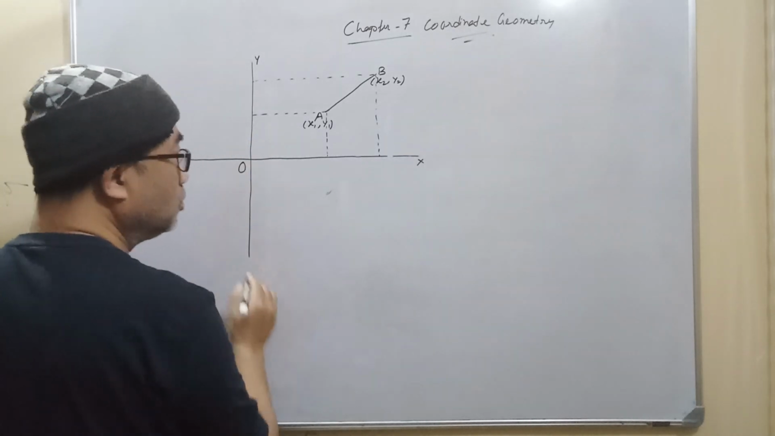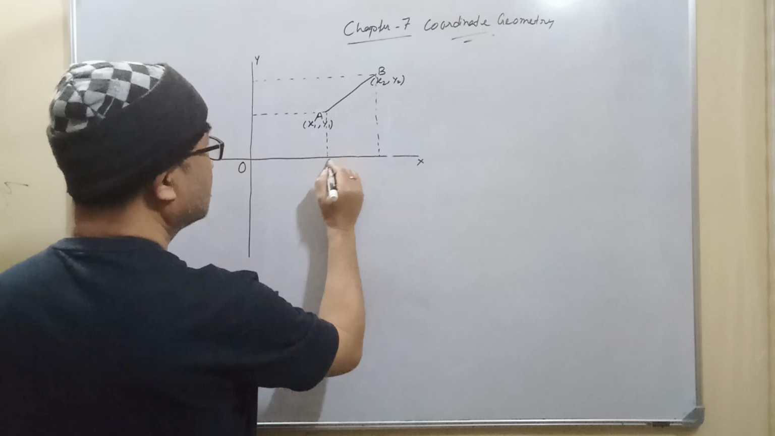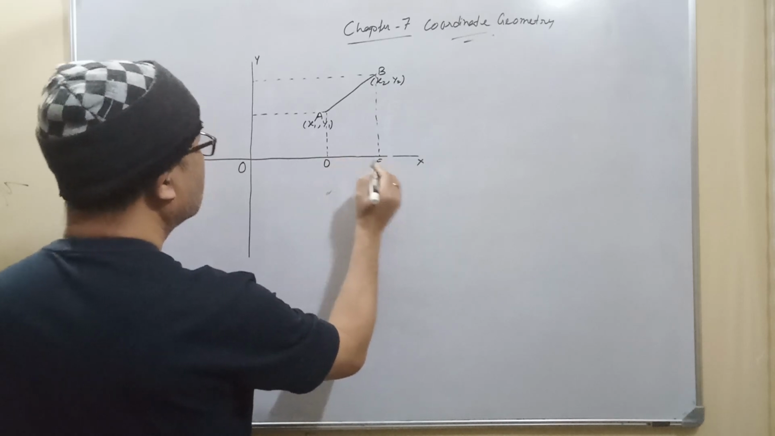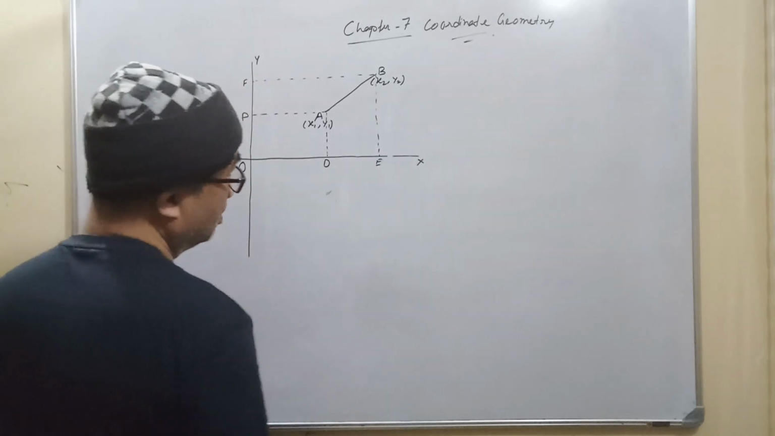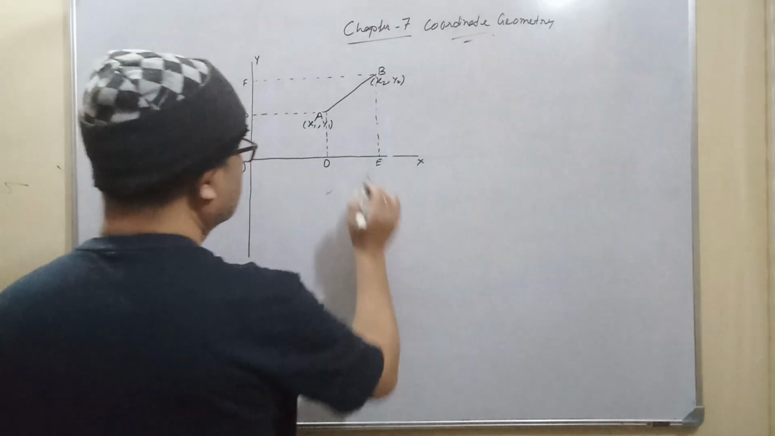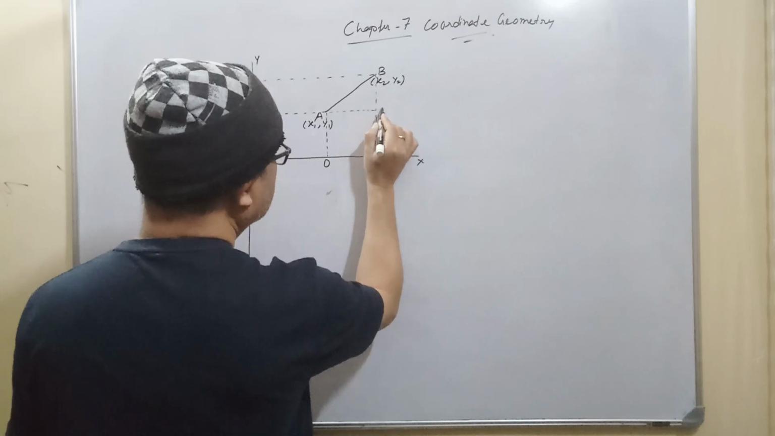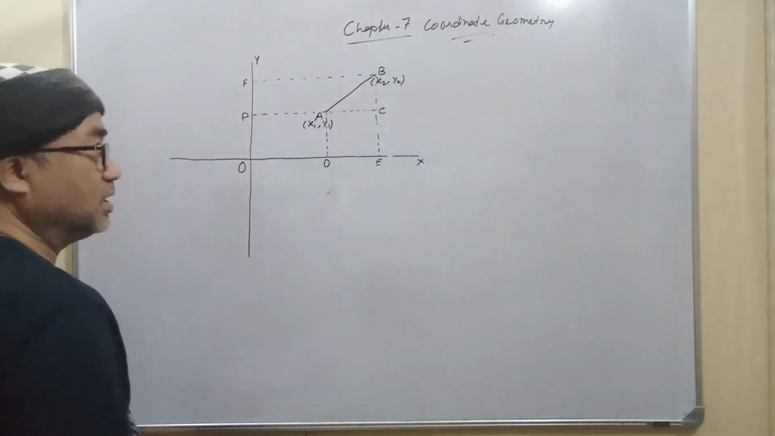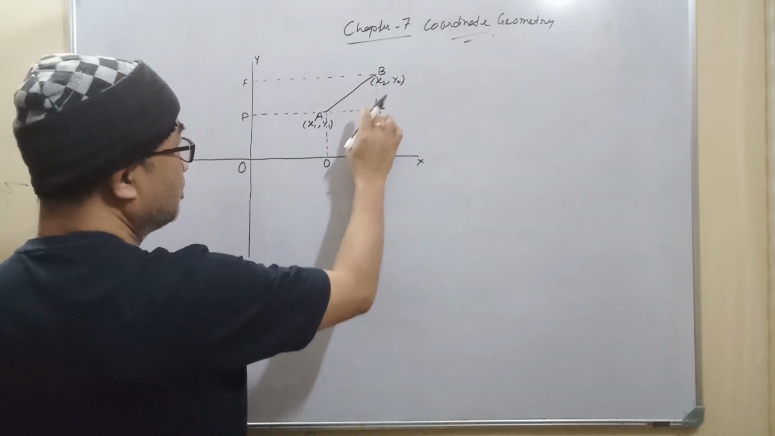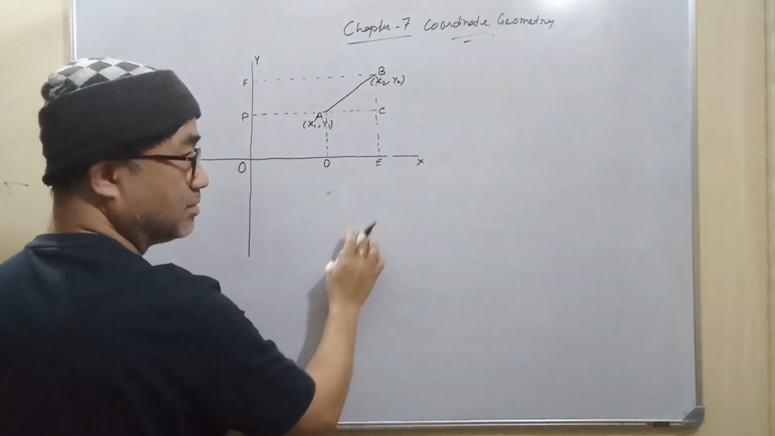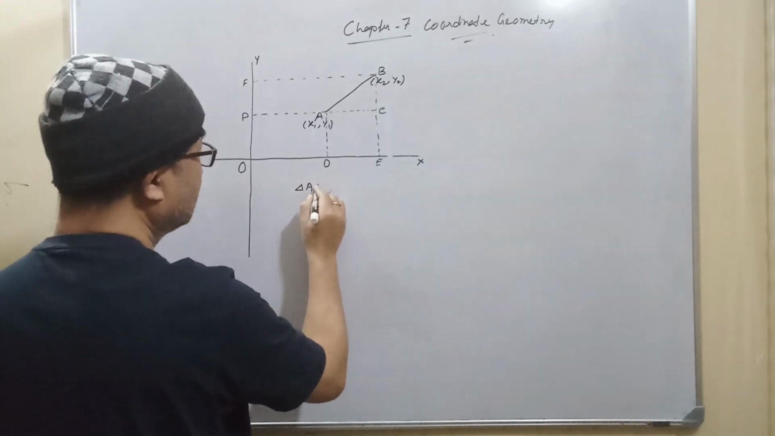Suppose this is the point O, the origin. Let us name the other points B, E, F, P. Now let us extend this line, and this one meets this line at C. Since these two lines are mutually perpendicular, this is a right angle triangle. ACB is a right angle triangle.